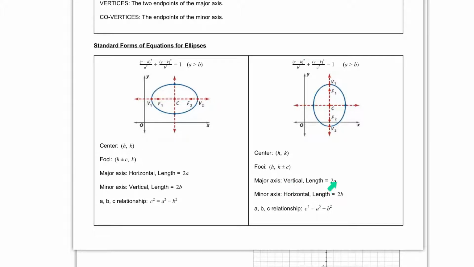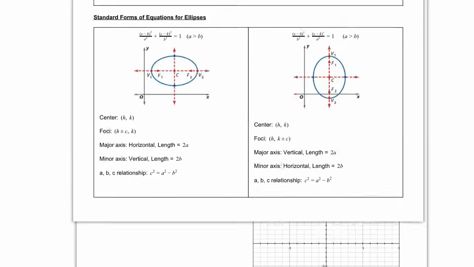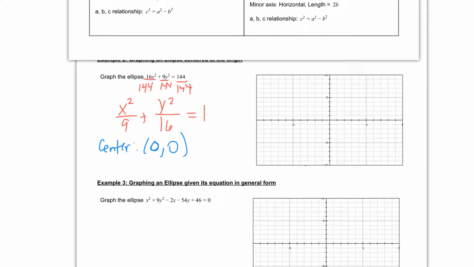And then again, it's a distance of 2 times the a value, which is going to be the square root of the number underneath here. So if we scroll back up, I'm going to get my major axis. And remember, my major axis in this case is going to be vertical because my bigger number is underneath the y. And then that's going to be a distance of 2 times my a value. Remember, the a value is coming from the square root of this number here, which would be 4. So it's 2 times 4, or a distance of 8.